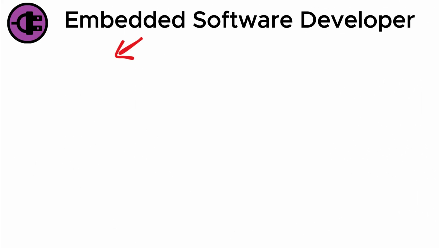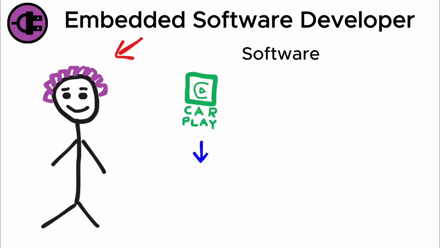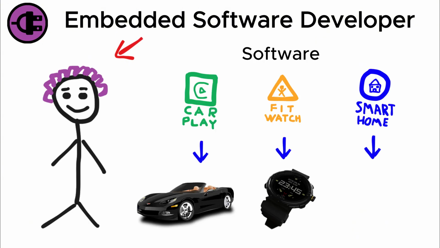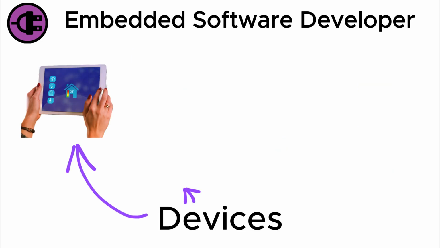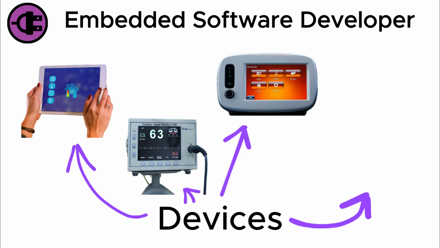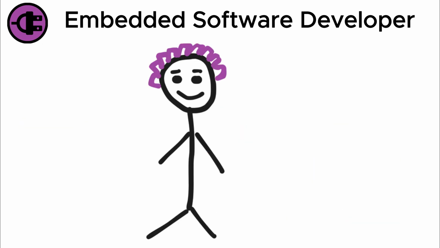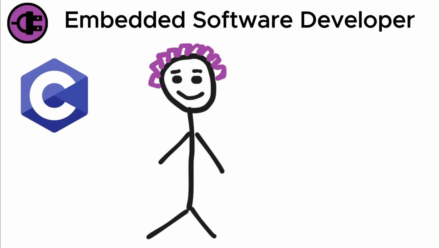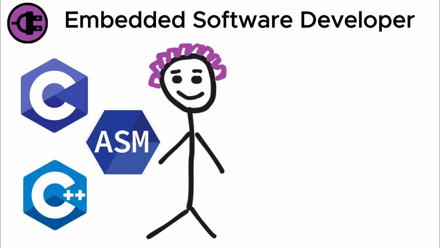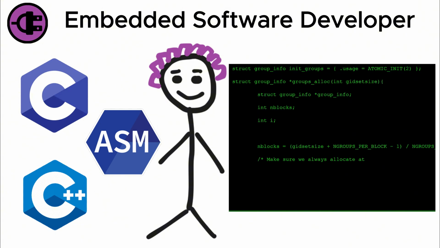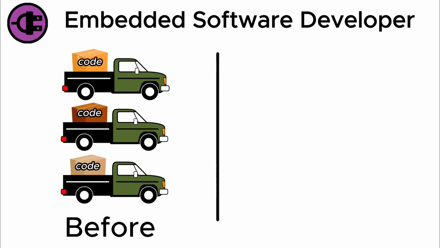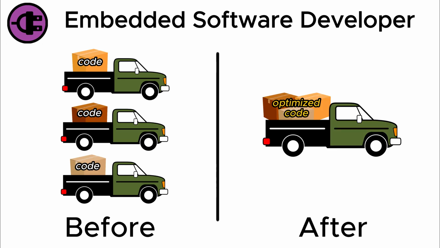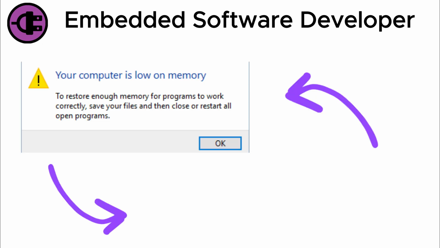Embedded software developer. An embedded software developer writes software for devices that interact with hardware. These devices include smart appliances, medical devices, automotive systems, and even spacecraft. They use programming languages like C, C++, and sometimes assembly to write code that works within the limited resources of hardware systems. These developers must optimize their programs for efficiency, ensuring that devices can perform tasks quickly and reliably, even with low memory or processing power.